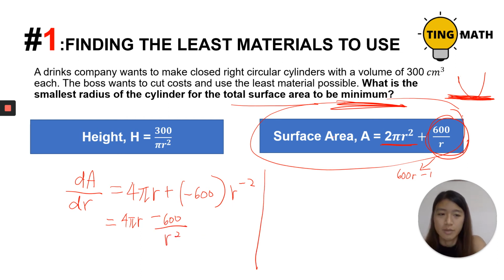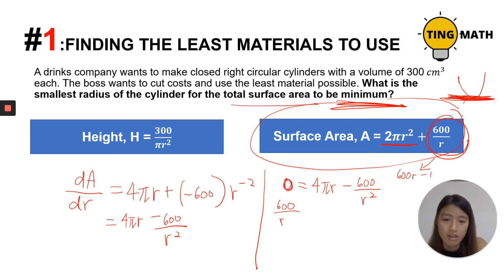Now we simply have to make dA over dr 0 because, as we mentioned, that's when their gradient is 0. Once we are done with this, we can just solve for r. So 600 over r squared will give me 4 pi r. Multiply on both sides, what happens? 600 equals 4 pi r cubed.